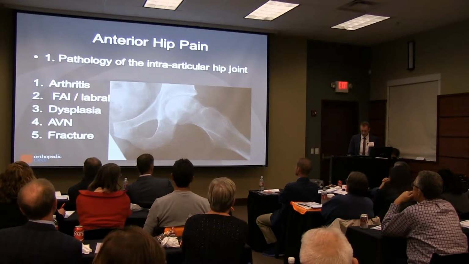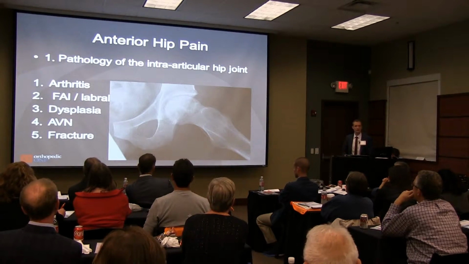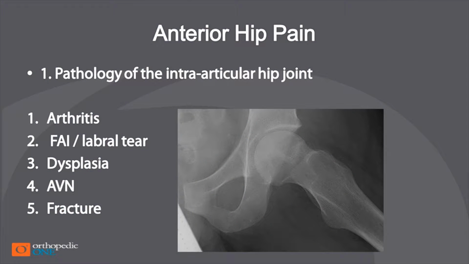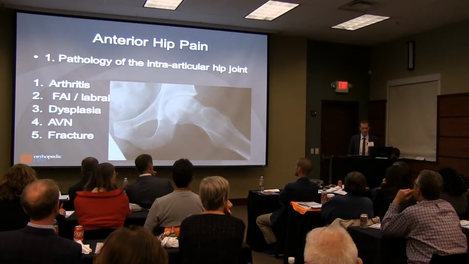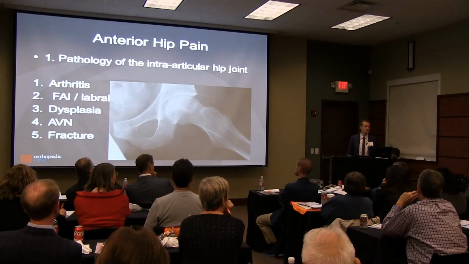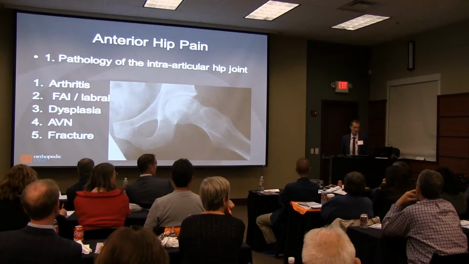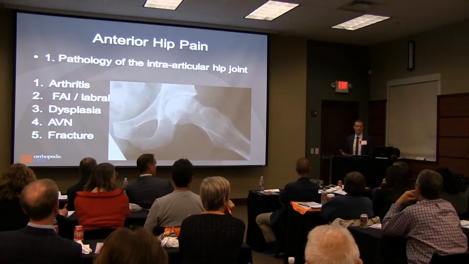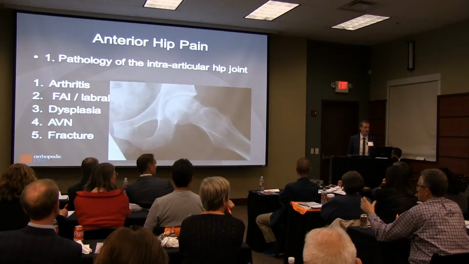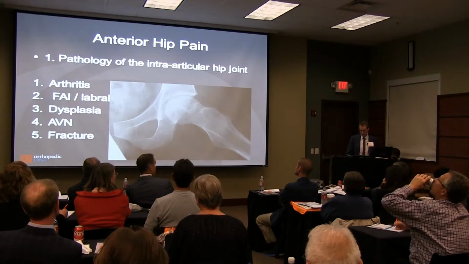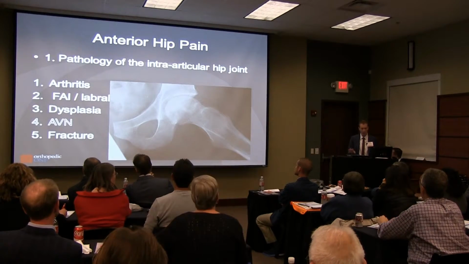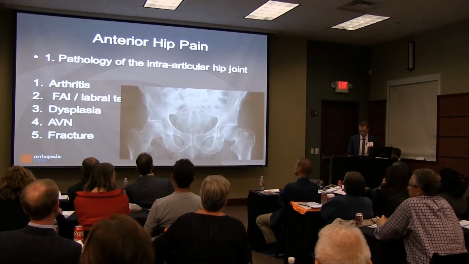But next is avascular necrosis. Now these people have anterior hip pain, thigh pain, groin pain, but they oftentimes will have a history of heavy alcohol abuse, oral steroids. I see a lot of AVN in HIV patients. There's something about antiretrovirals that has a propensity to cause avascular necrosis. And again, MRI is very helpful with AVN.